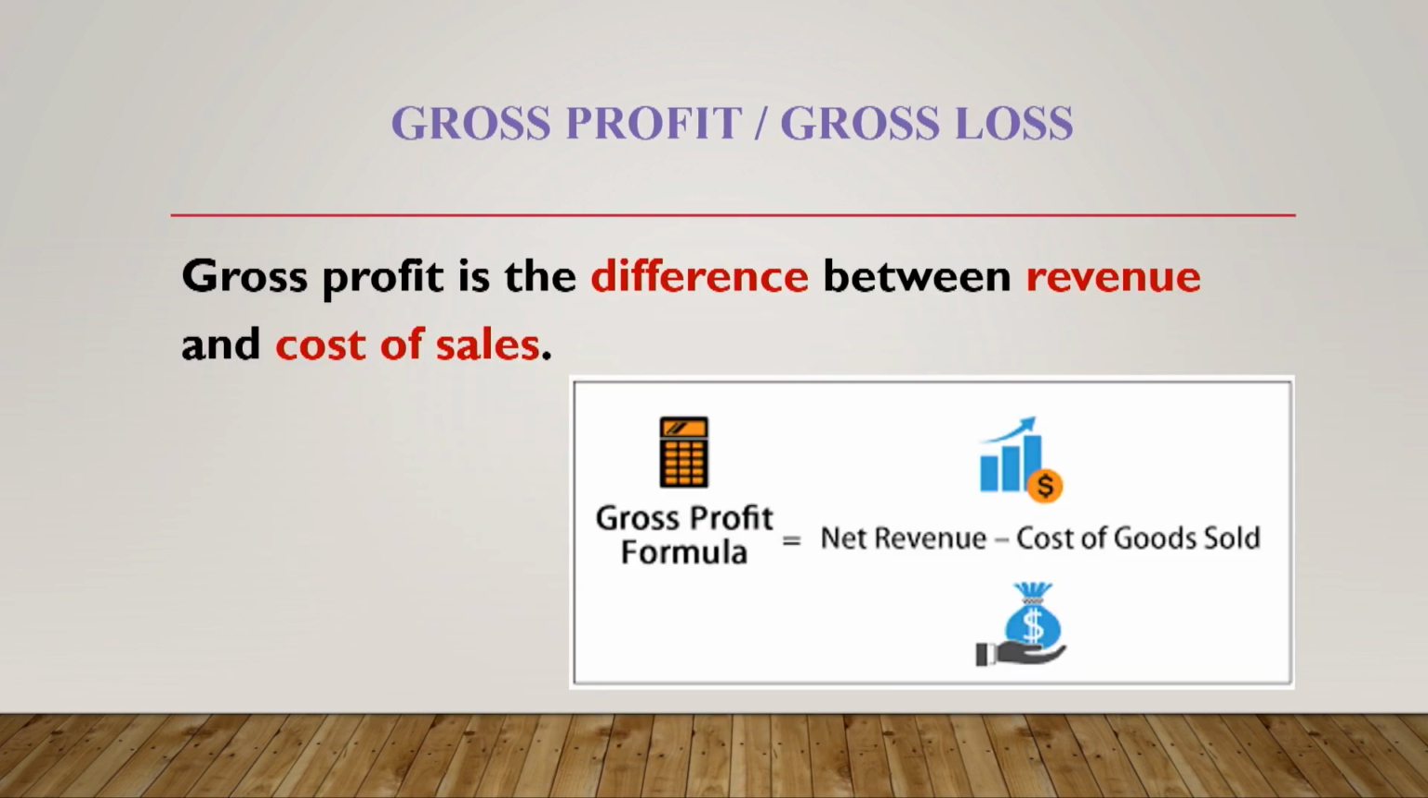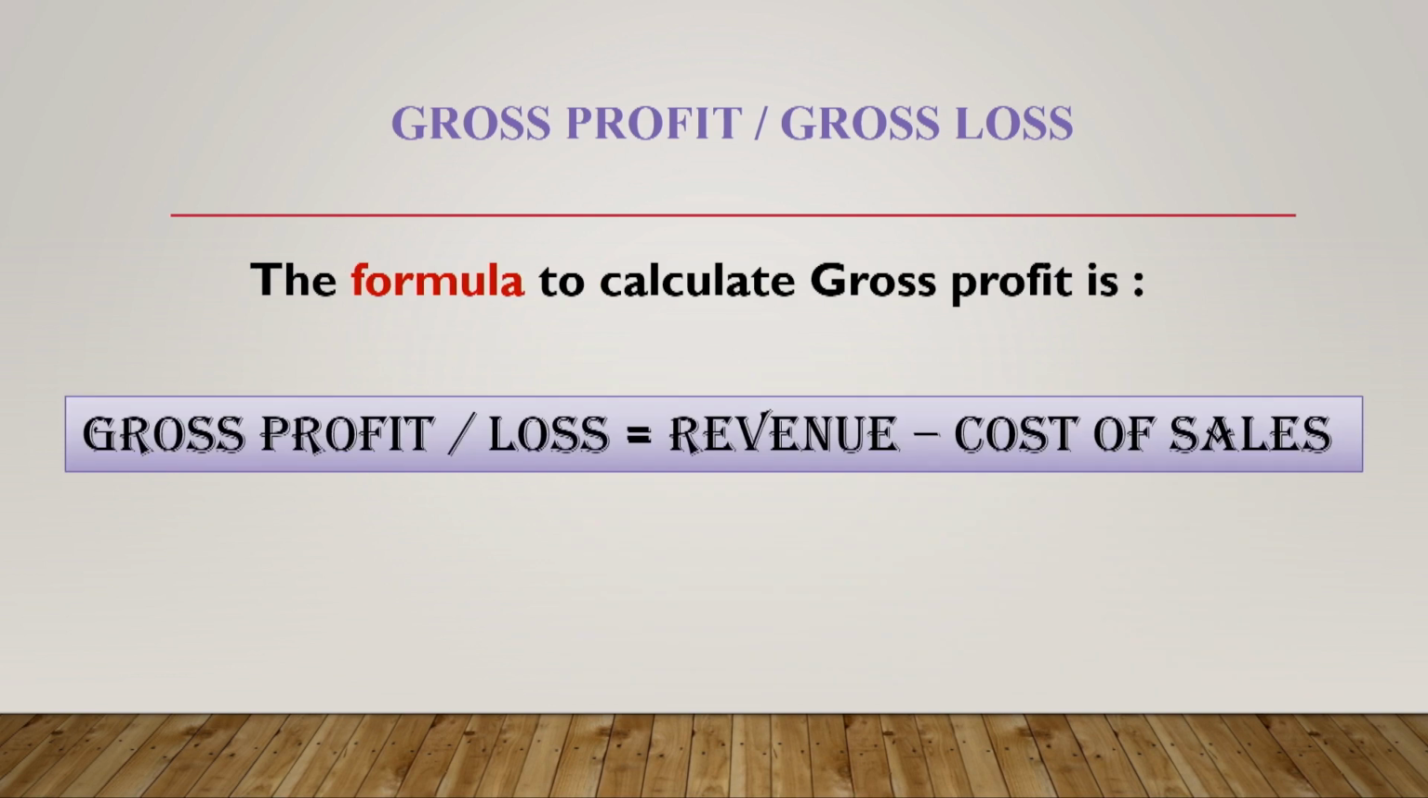Finally, the above elements are used to calculate the gross profit or gross loss of a business. Gross profit is the difference between revenue and cost of sales. The formula to calculate the gross profit or gross loss of a business is gross profit or gross loss is equal to revenue minus the cost of sales.